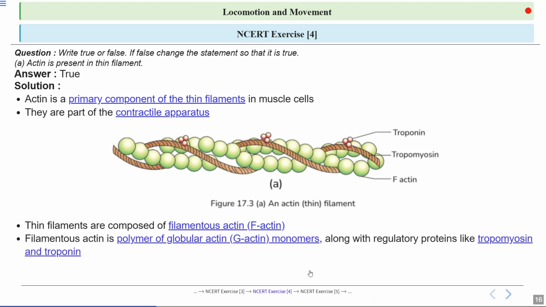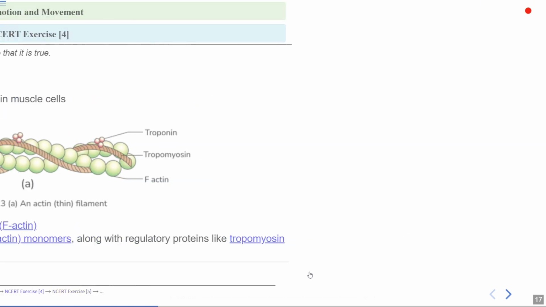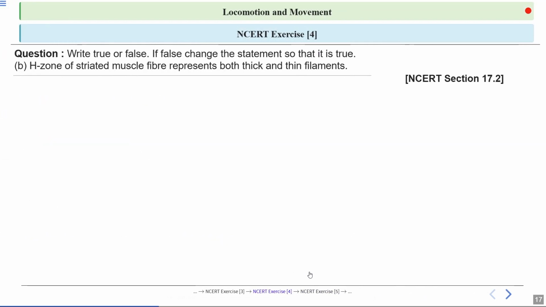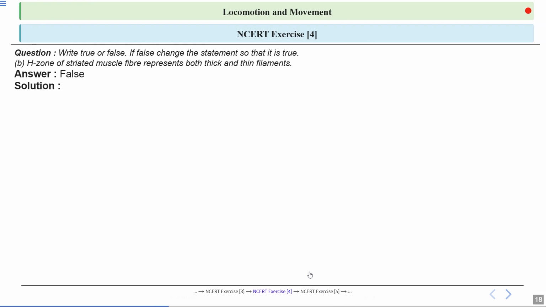Now, filamentous actin is a polymer of globular actin, or we can say monomers, along with regulatory proteins like tropomyosin and troponin. This is important. Now this is statement 2, and it is: H zone of striated muscle fiber represents both thick and thin filaments. So this is false. Let's see why.